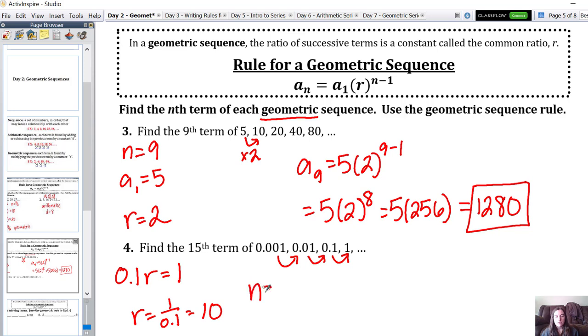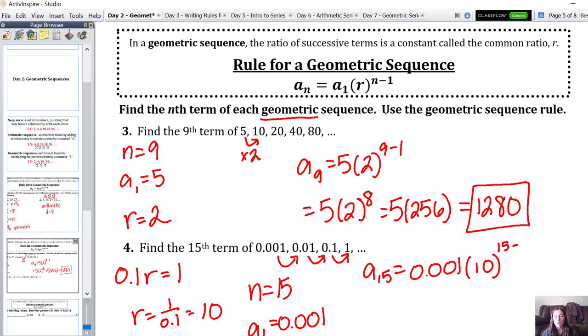My value of n is 15 because I'm looking for the 15th term. And the very first term in my sequence is 0.001. So now we know everything for our formula, so we can figure out a sub 15. a sub 15 is 0.001 times 10 to the power of 15 minus 1, which is 14. So I need 10 to the power of 14, which is a very large number, times 0.001, which gives me 10 to the power of 11. Oof. 10 to the 11, which is going to have a whole bunch of zeros at the end. I'm just going to leave it in this format.